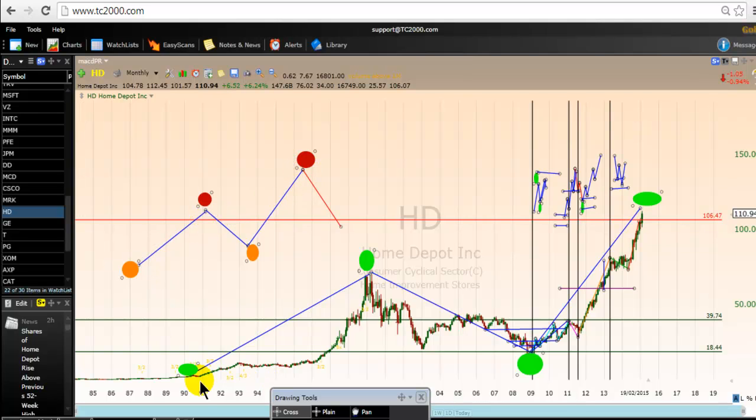So if you look at this monthly chart of Home Depot, you see that from here to here, the price went up. So this is normally a one, a motive wave.